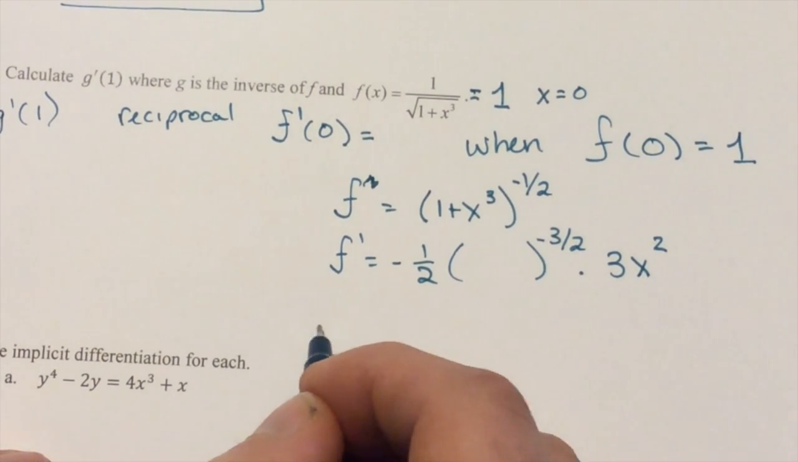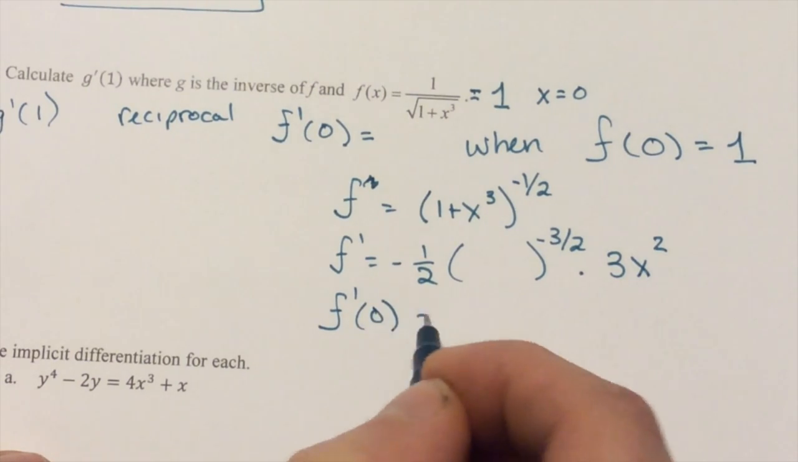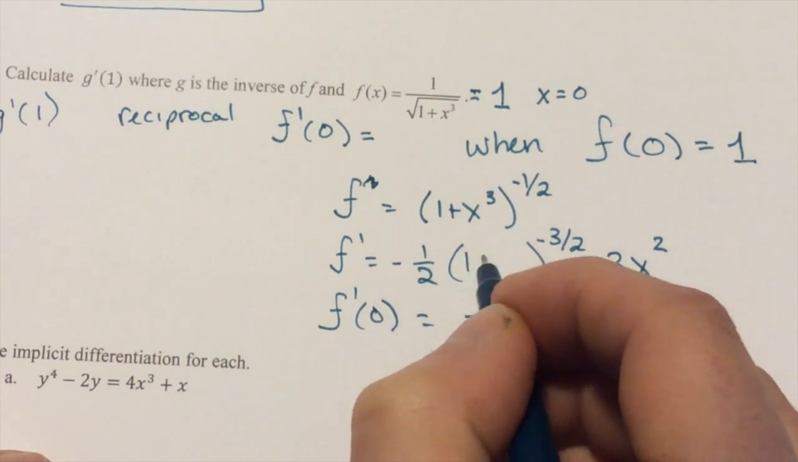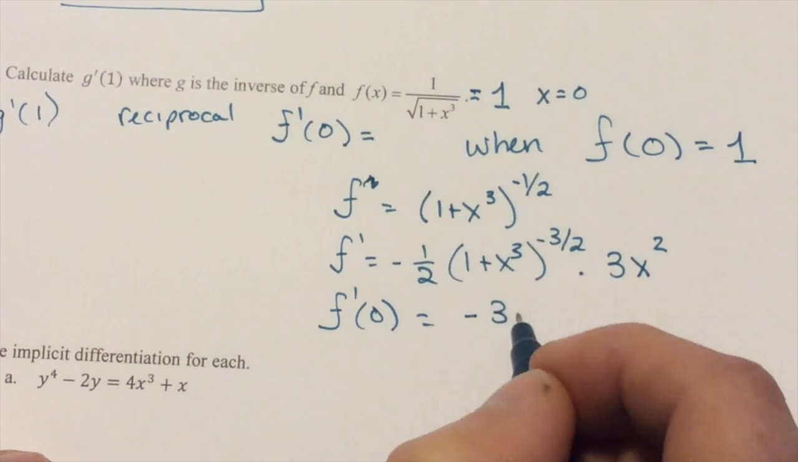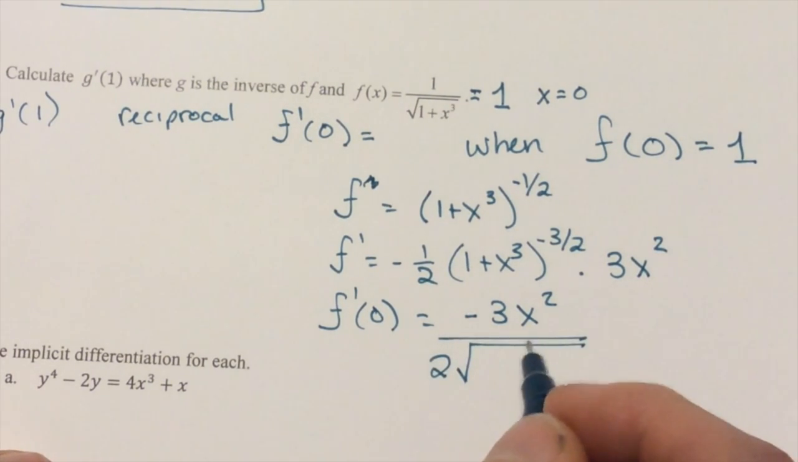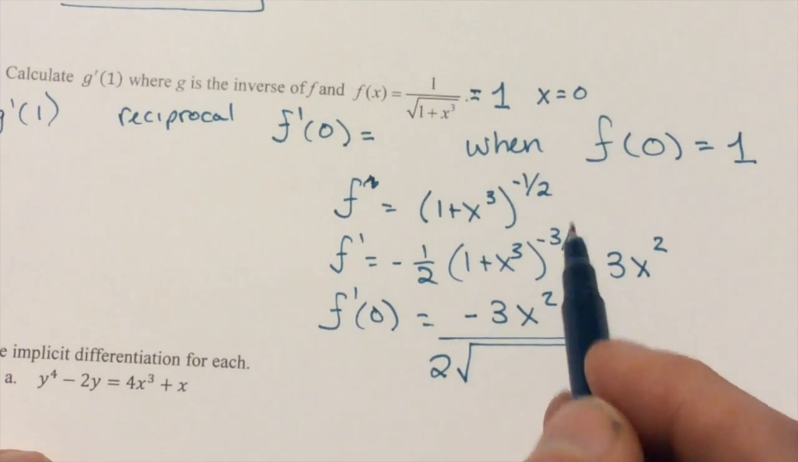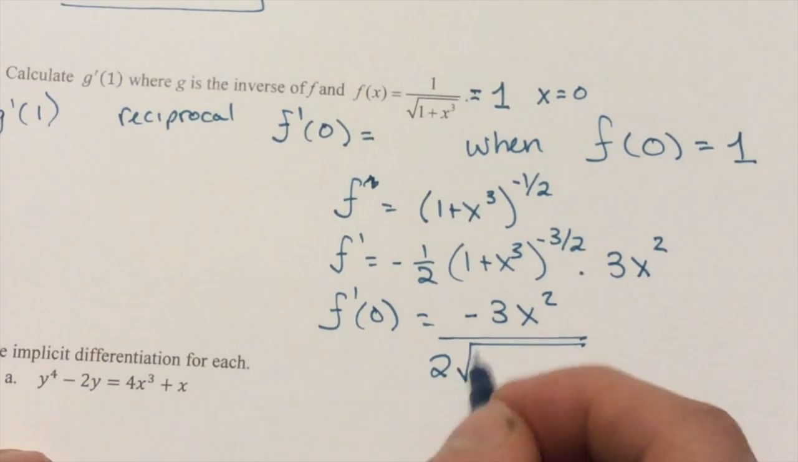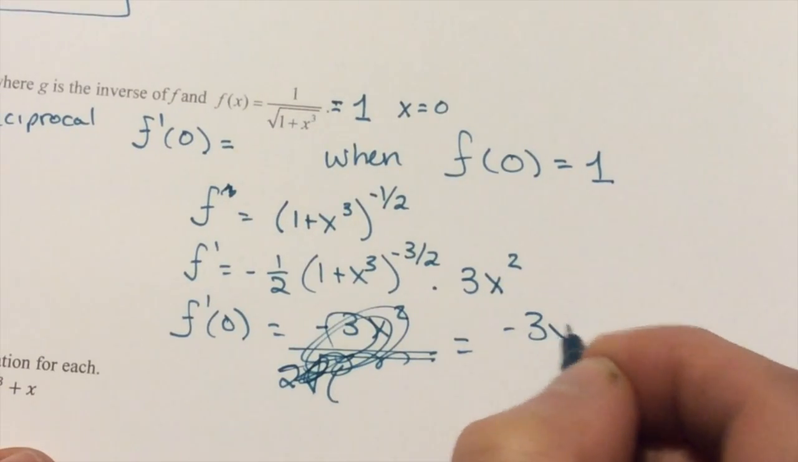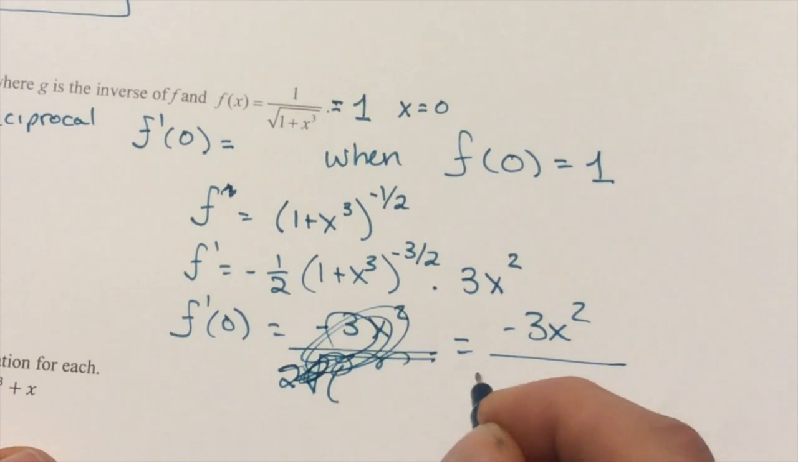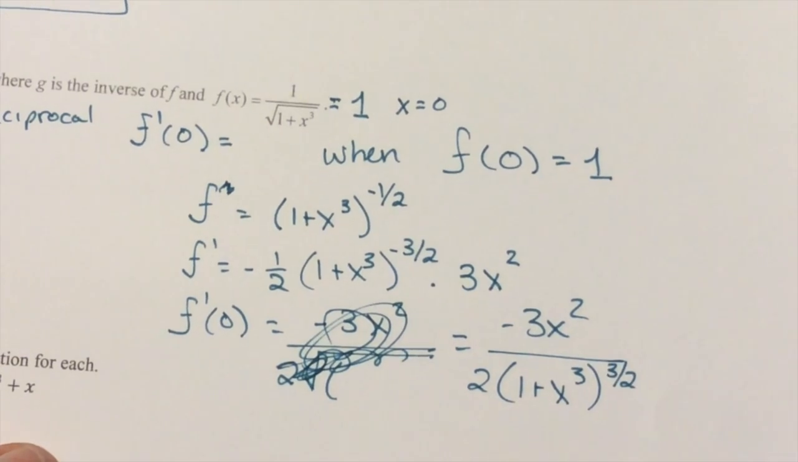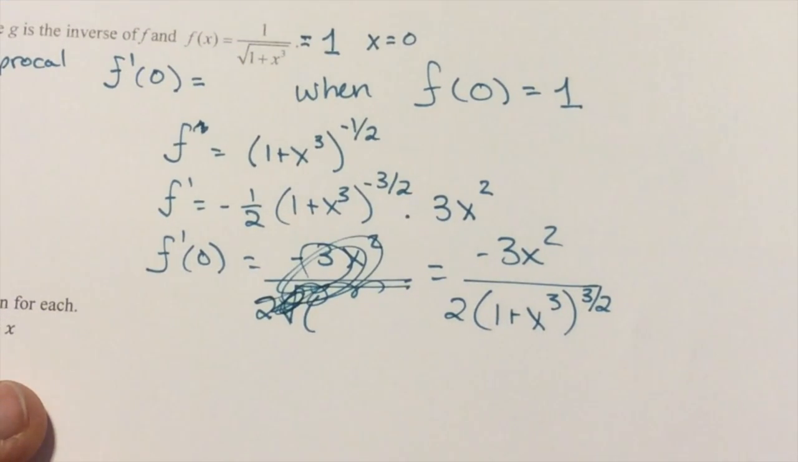So I'm left with f prime equals negative 3, sorry, I should write this, 1 plus x cubed, negative 3x squared over 2 square root, right? That's a negative. Let's just leave it as, let's rewrite this. This is negative 3x squared over 2, 1 plus x cubed to the 3 halves. Okay, that's a lot easier.